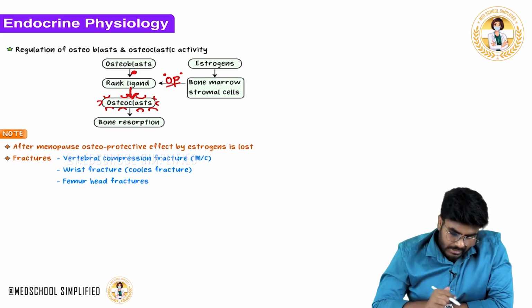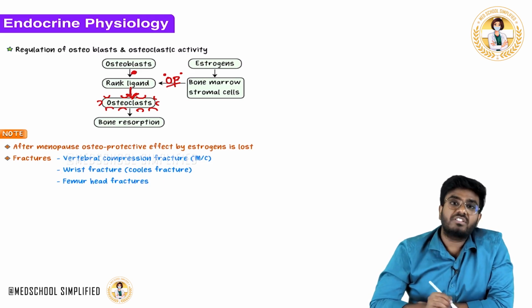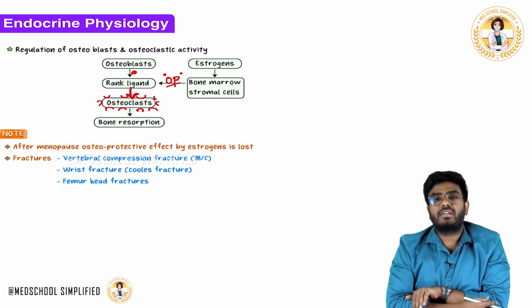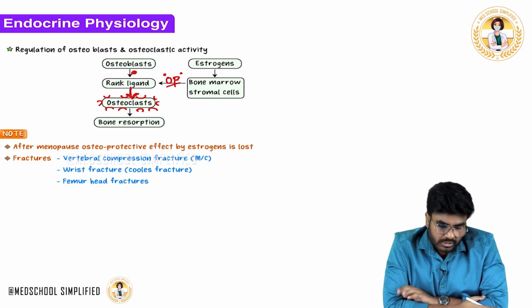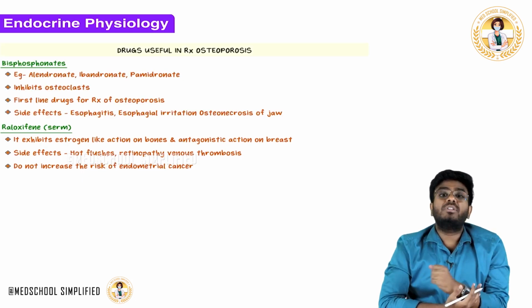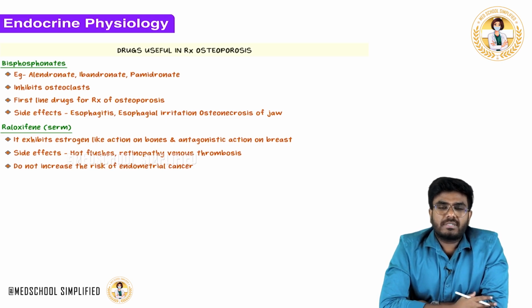So the vertebral compression fractures are the most common fractures seen in a female who is post-menopausal, because of the osteoporosis, followed by the wrist fractures or the Colles' fracture. Even the femoral head fractures, all these are going to occur in the post-menopausal female.